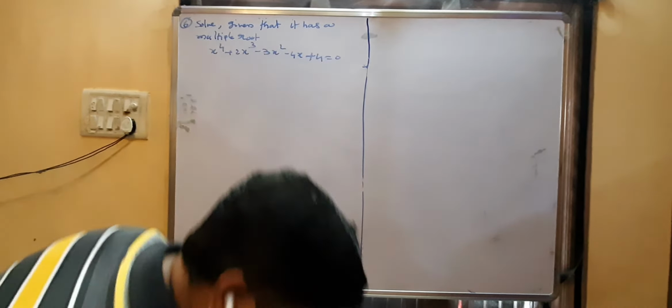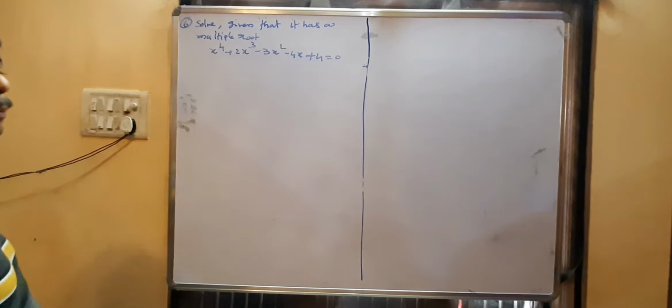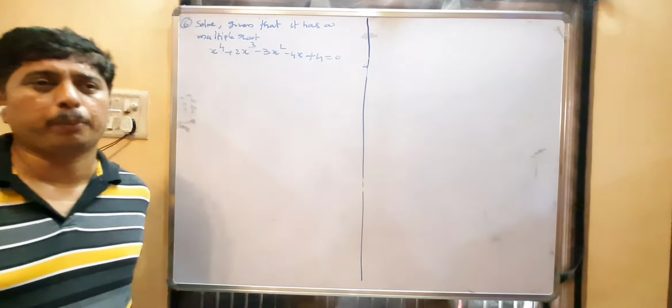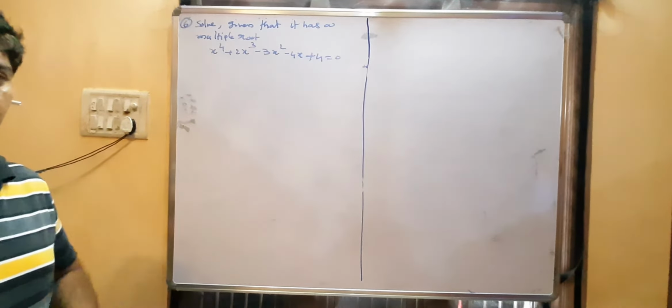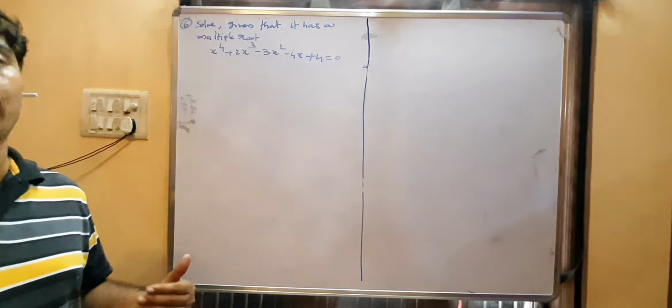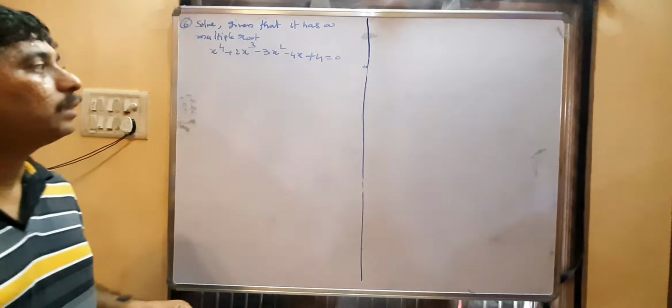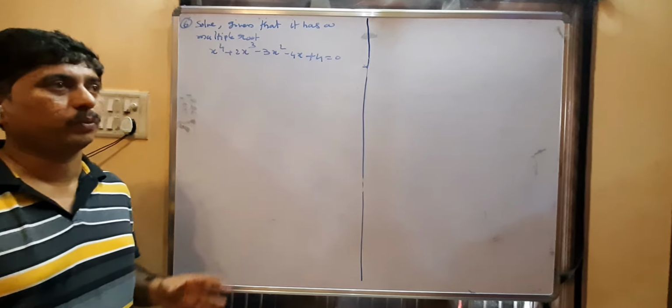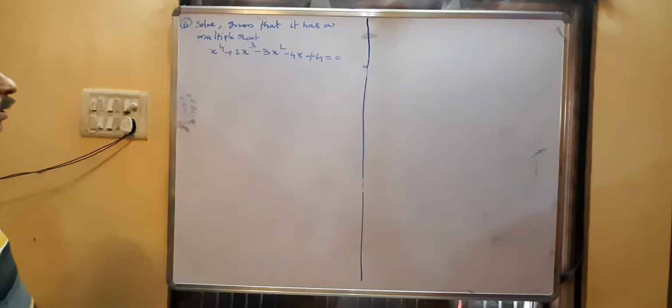So multiple roots means first you can check, this is the same procedure. You can follow the same procedure, f of x and f dash x. You have to find the roots of f dash x and check whether that root is a root of f of x or not. If it is a root, that is repeated 2 times. One more method, coming to this problem.